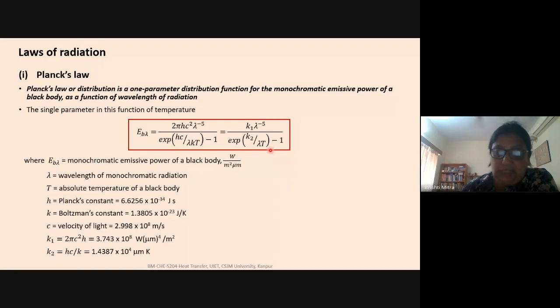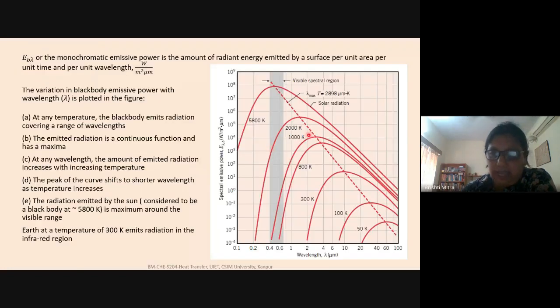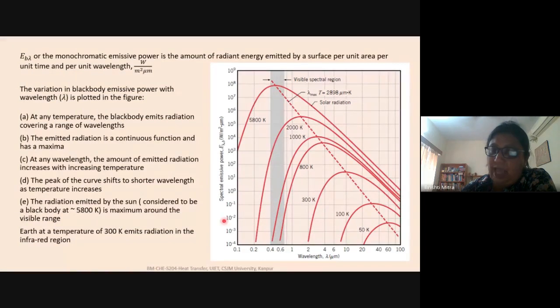Now, based on this, what we went to next was looking at this figure. This is essentially the Planck's law plotted. That means on the y-axis, what we have is the emissive power of the black body. On the x-axis, we have the wavelength. And each of these lines are drawn at different temperatures. So this is drawn at a particular single temperature. As the wavelength increases, the emissive power keeps on changing.